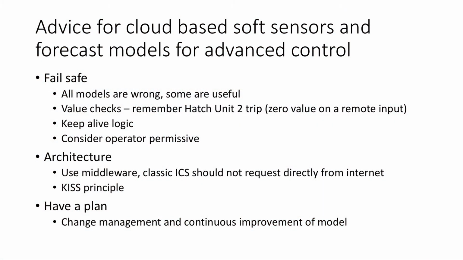At a very, very minimum, the data that comes back in from any kind of model, any external source, has to be value checked. You're going to want to do more than that. If you're a good control engineer, you're going to have keep alives, you're going to have all sorts of checks on that data that comes through. You might even put an operator permissive. Make sure an operator looks at it. Is it okay to use this value?